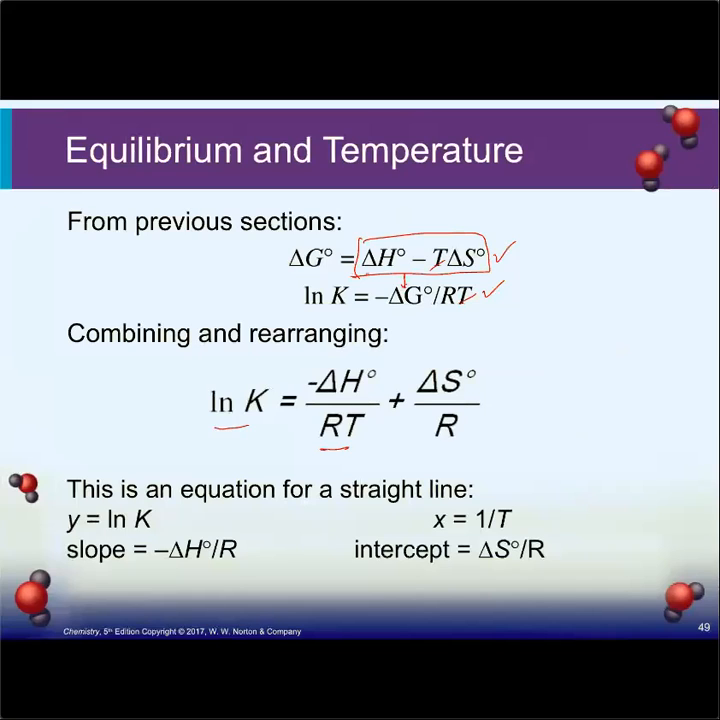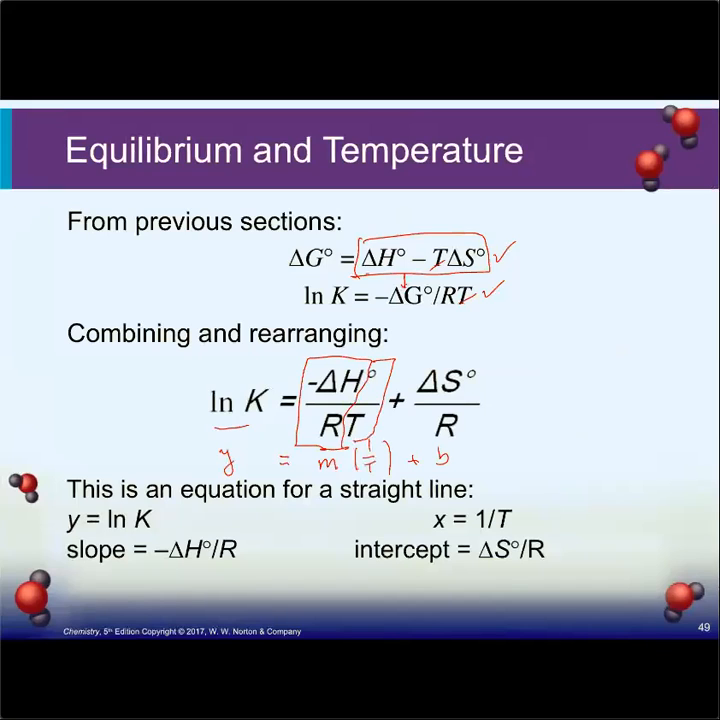So this is the equation of a line. Y is equal to M, and X is 1 over T. So I'm going to put, instead of X, 1 over T. So this part is M. This part here is 1 over T. Plus B, which is going to be the intercept.